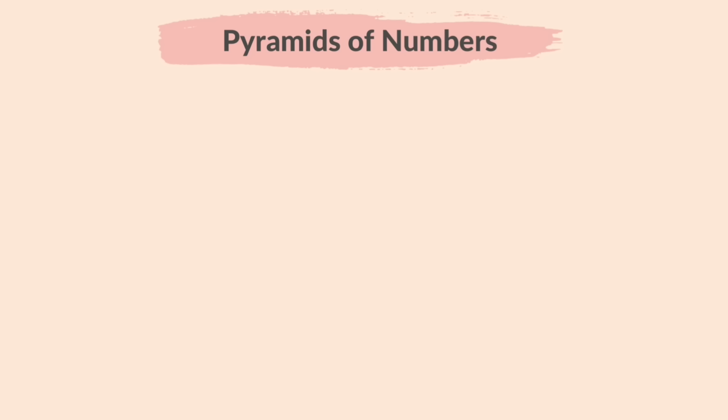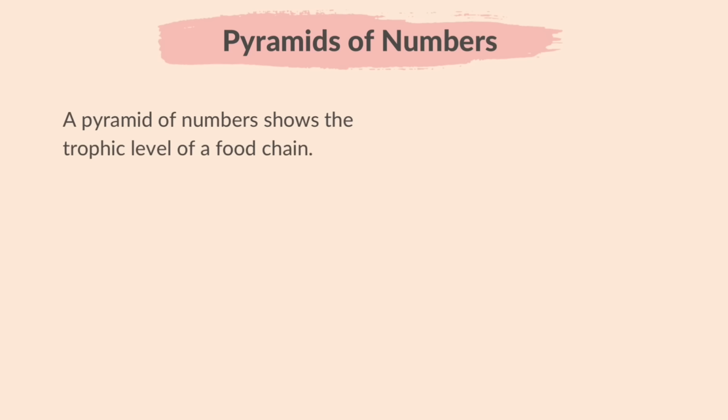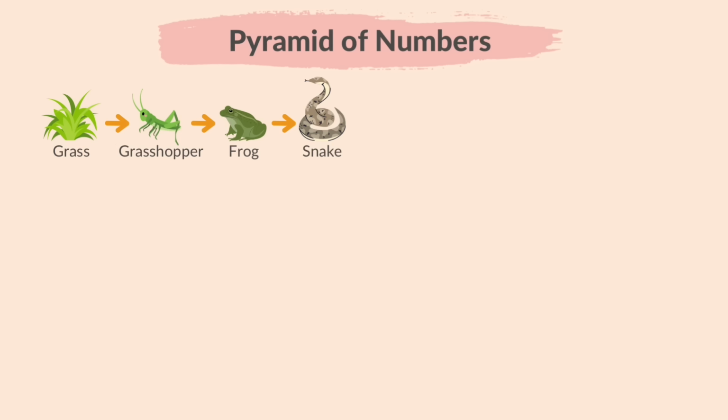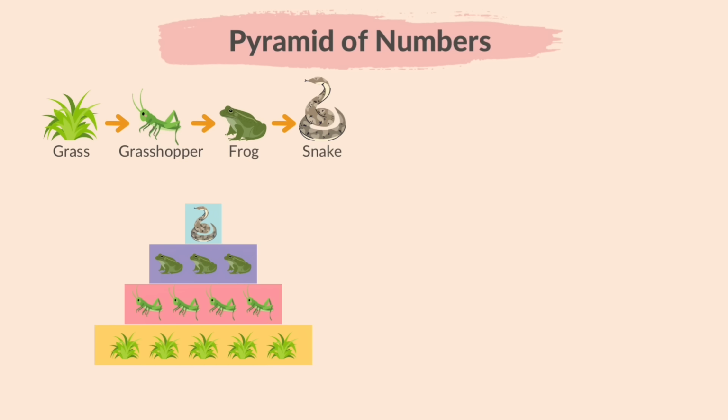First, let's talk about pyramids of numbers. A pyramid of numbers shows the number of organisms in each trophic level of a food chain. For example, let's construct a pyramid of numbers from this food chain. Grass is eaten by grasshoppers, which are eaten by frogs, which are eaten by snakes. This is how the pyramid of numbers will look for this food chain, with the producers at the bottom and the consecutive consumers on top.